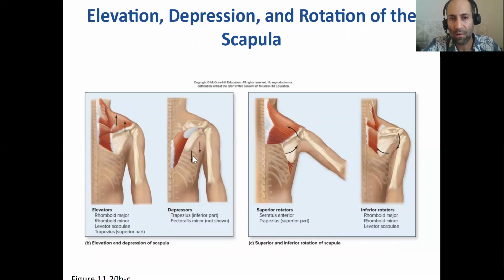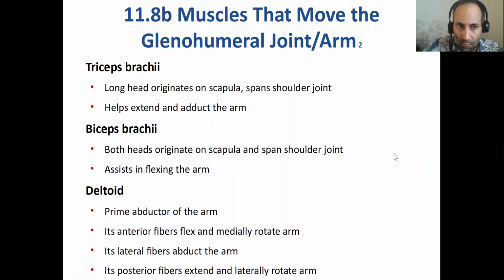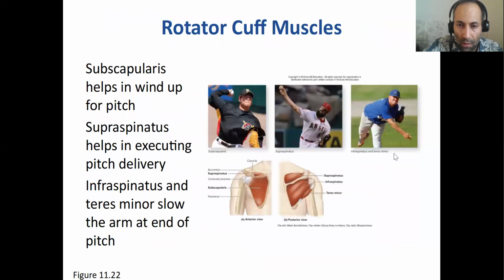And these are the rotator cuff muscles again, right? The muscles that elevate or lift your scapula upwards here are the two rhomboids, the levator scapulae, and the superior part of the trapezius. Depressors, these ones move your scapula downwards. That would be the inferior part of the trapezius and the pectoralis minor. Superior rotators, rotating upwards, serratus anterior and trapezius. Inferior rotators, rhomboids and the levator scapulae muscle as well, okay? So here are your rotator cuff muscles, okay?